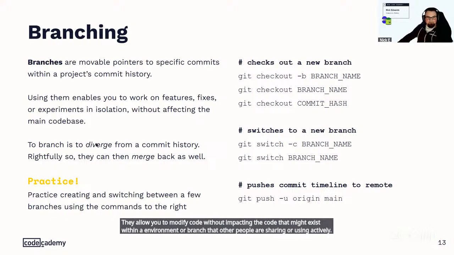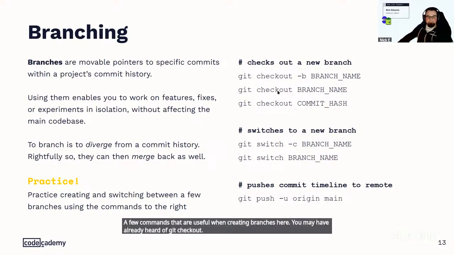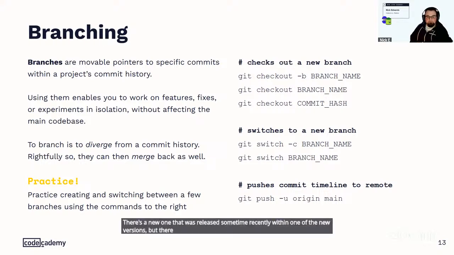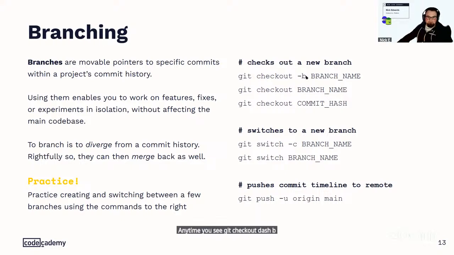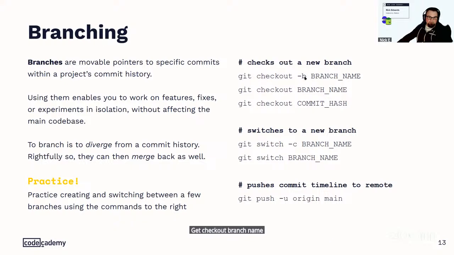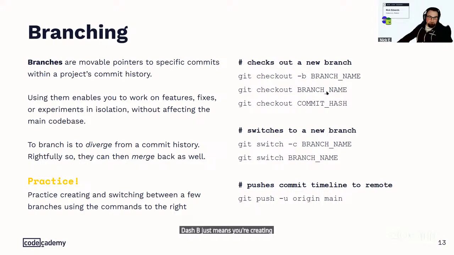A few commands that are useful when creating branches here. You may have already heard of git checkout. There's a new one that was released sometime recently within one of the new versions, another command called git switch. Anytime you see git checkout -b, this -b means that you're creating a new branch. Git checkout branch name, the only difference between these two is that -b flag. -b just means you're creating a new branch. Git checkout branch name means you're checking out a branch that already exists.